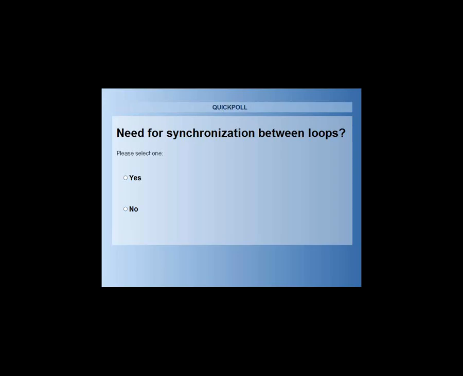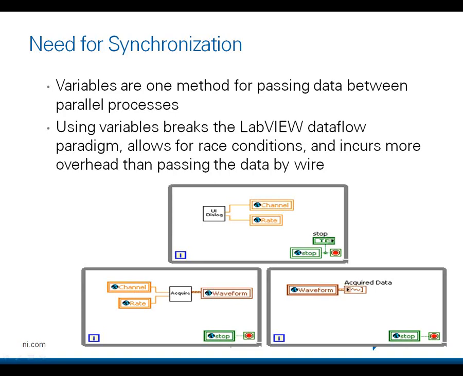Trying to ensure that the data is read in the slave loop at the same rate that the data is written in the master loop, between parallel processes. And I'm sure that many of you have used local variables and global variables for this. But the disadvantage of local variables is that it breaks the LabVIEW data flow paradigm and allows for race conditions. And also, if you write faster than you read, then there's a chance that you're losing the data. So there's a need for a better method of synchronization.